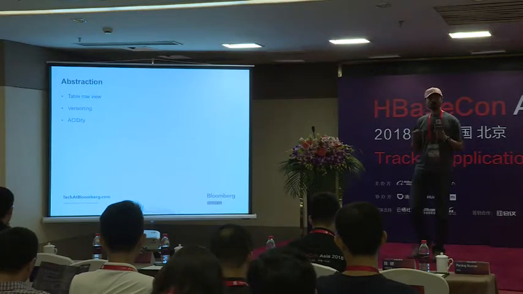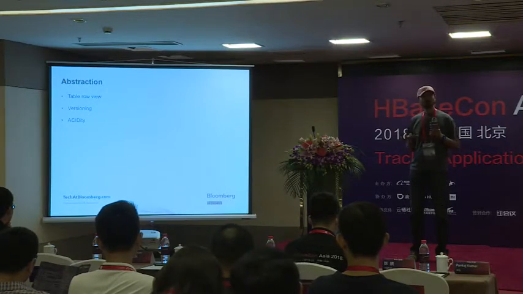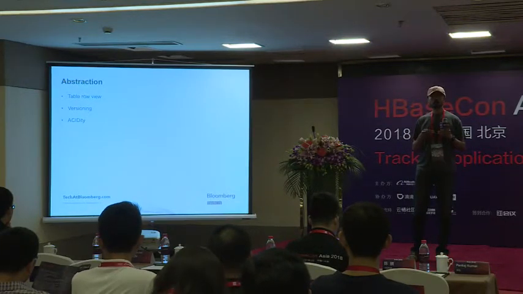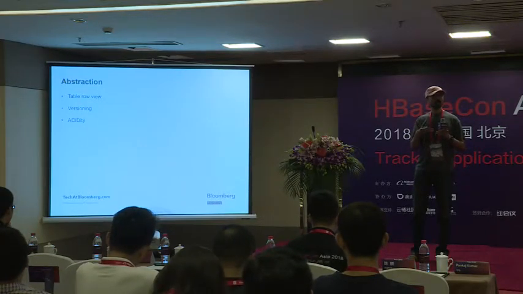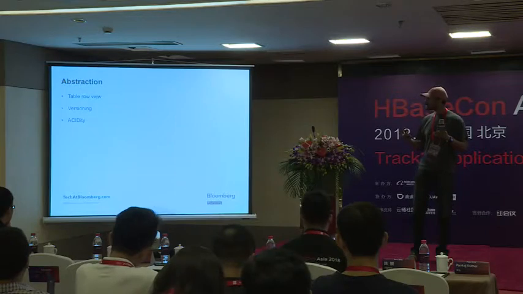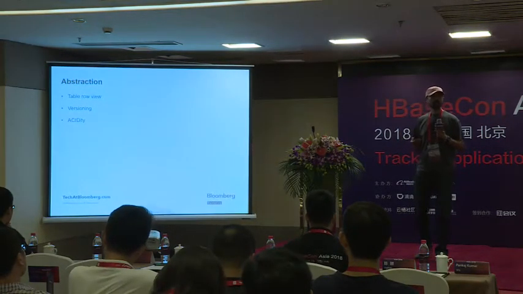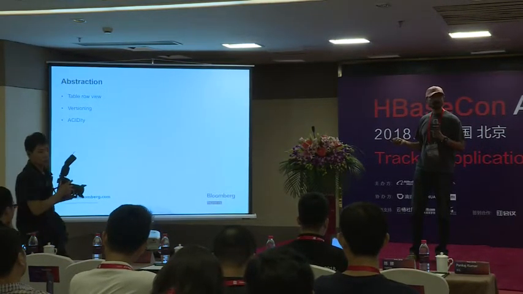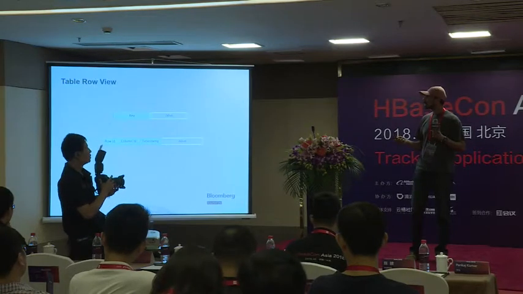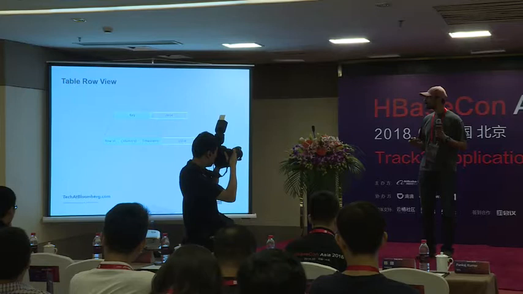And then on top of those principles, it gives you an abstraction, which gives a user a table row view. It's not just a key value, it gives a view of a table row, and it gives versioning and also ACID properties. We look at what kind of ACID properties we get from HBase. How is the table row view achieved internally in HBase?